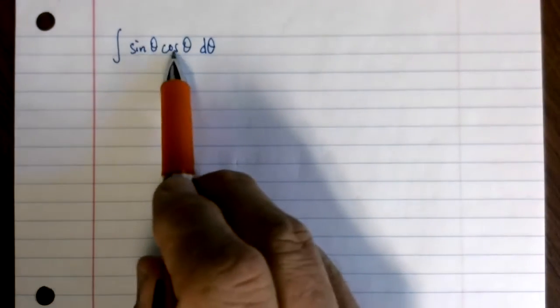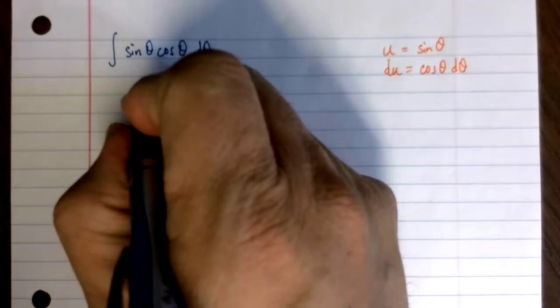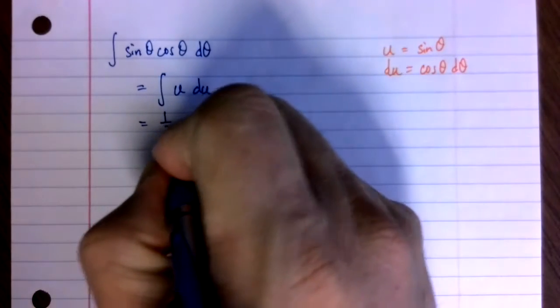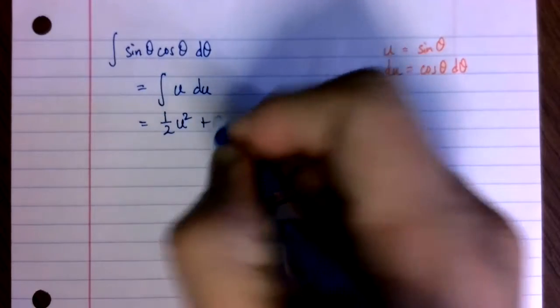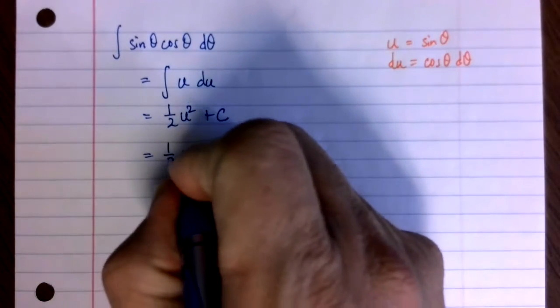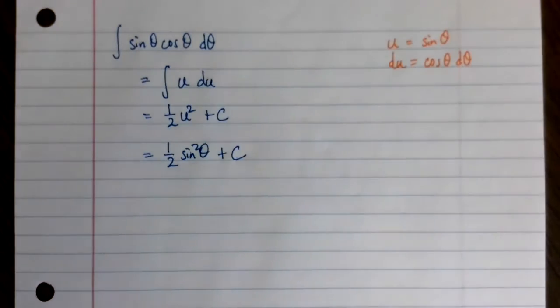All right, we have this integral, the antiderivative of sine of theta cosine theta d theta. We're going to do this one by letting u equal sine of theta, and therefore du is equal to cosine of theta d theta. And so applying the substitution, we get the integral of u du. So that's clearly 1/2 u squared plus c, which is 1/2 of sine squared theta plus c. And so that looks like the answer.